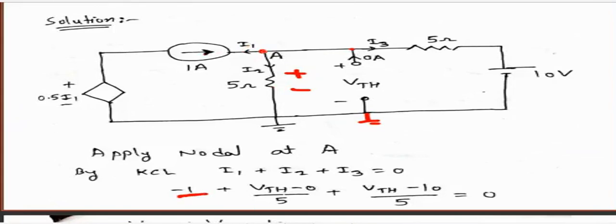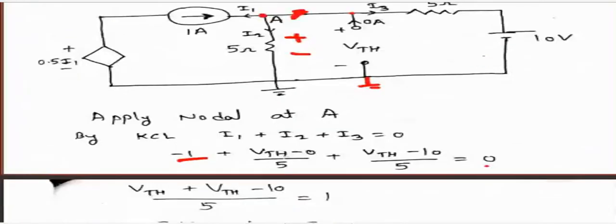What is the value of I2? Voltage minus voltage divided by resistance, so VTH minus 0 divided by 5. What is the value of this current? VTH minus 10 divided by 5. Voltage VTH here minus voltage 10 here, divided by resistance 5. So this minus 1 will go to that side.